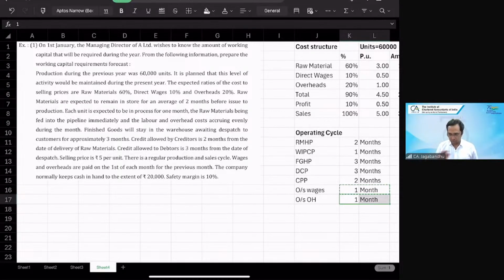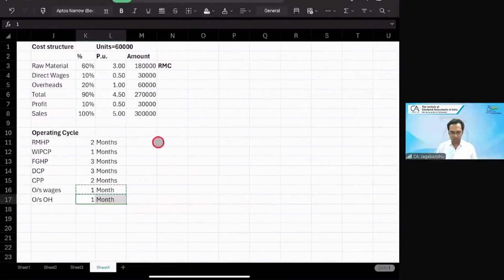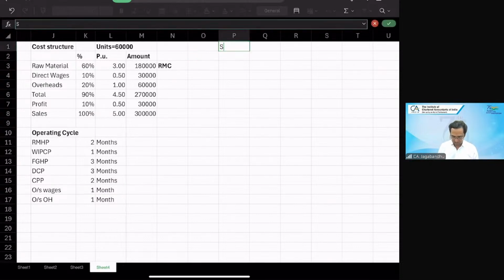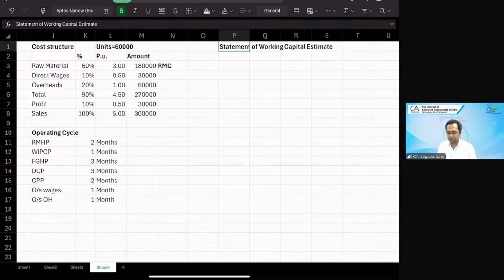So this is the entire thing available. Apart from that, we have a cash balance and a safety margin of 10% to be done. Now, using these numbers, we are going to fully forecast the amount of working capital that we are looking for in the next year. So let's calculate the statement of working capital estimate.